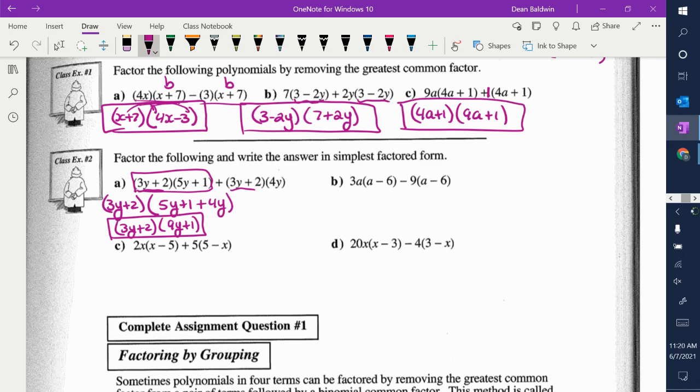B, what's common? A minus 6. What am I left with inside? 3a minus 9. Can you simplify either one of those anymore, either by combining like terms or factoring? You always look to factor more.